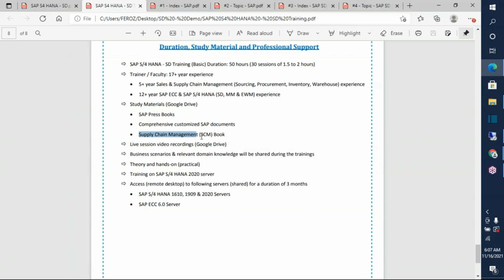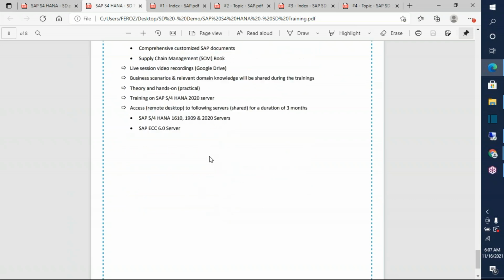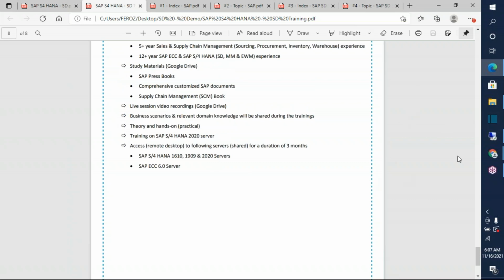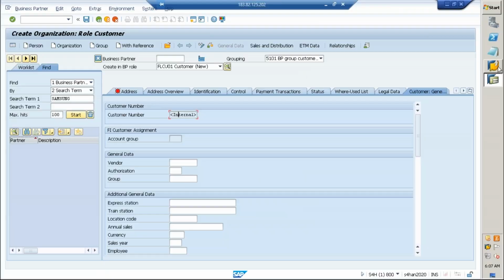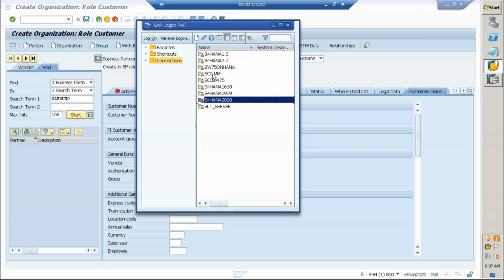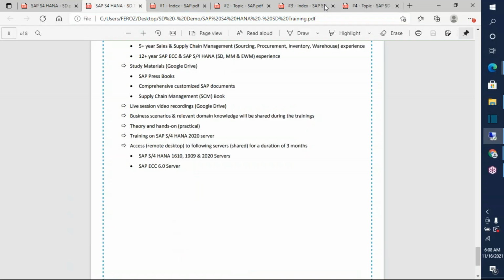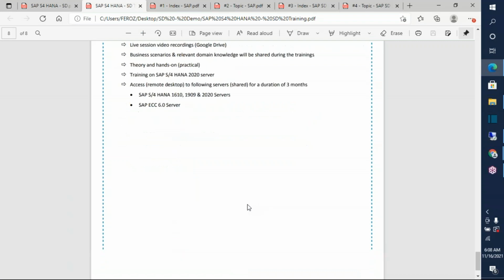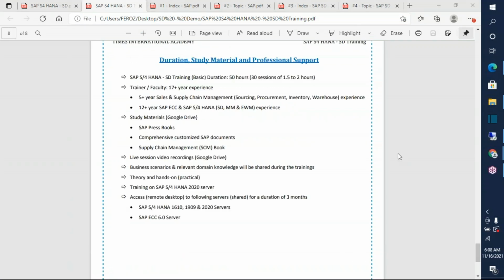And for domain knowledge, you will also get a supply chain management book from our side. Right after every session, you will receive these documents and the video recordings. This training is on the SAP S4HANA 2020 server, and you will get access to the same server. As you can see here, you will get access to different servers like ECC, and then S4HANA in different releases. So this is about the syllabus. Any question?